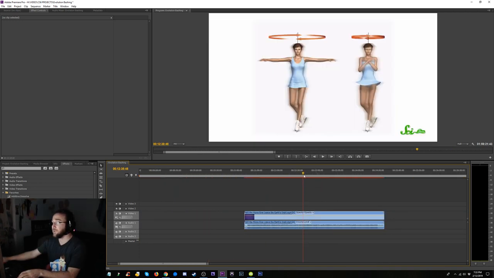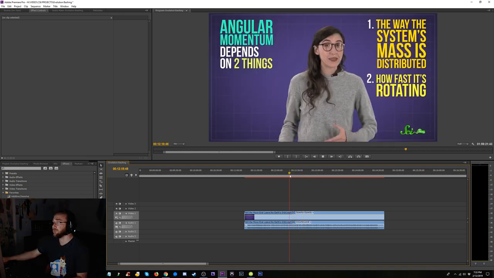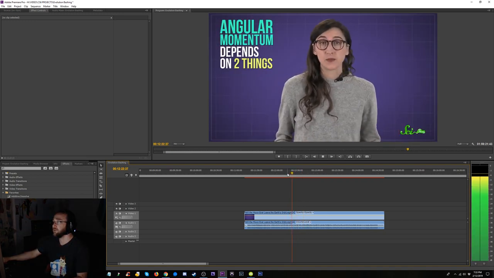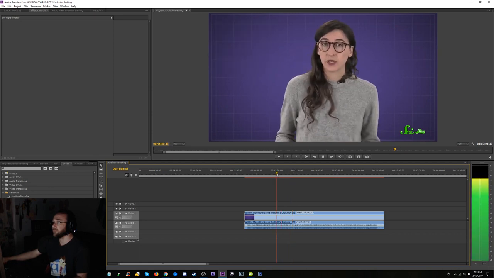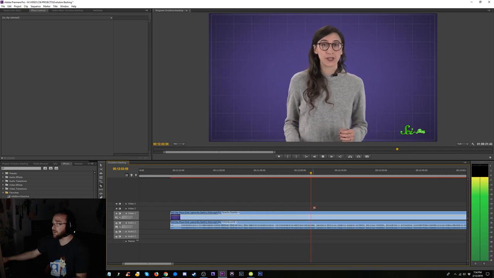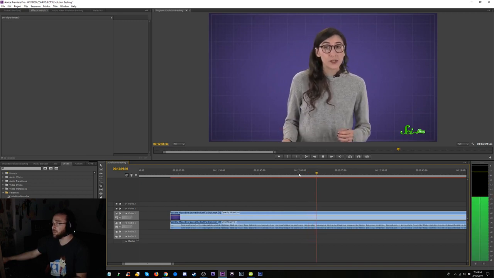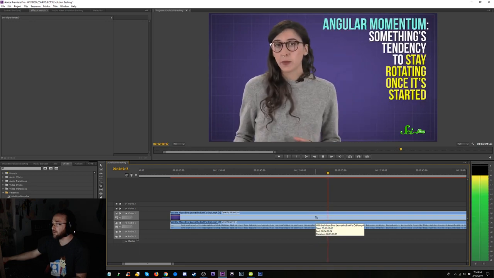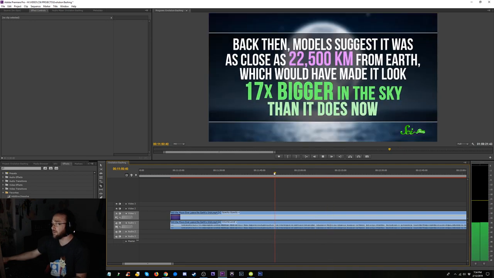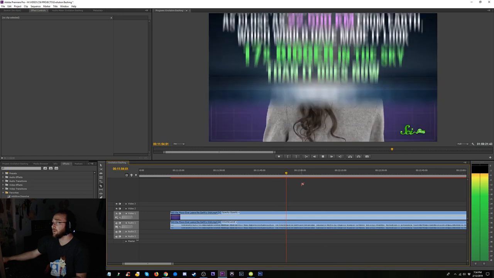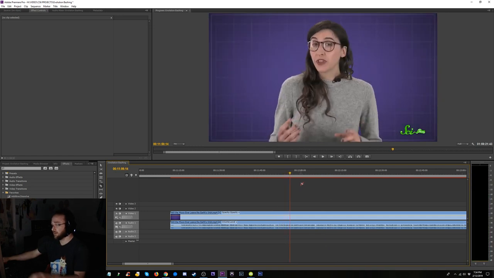over here, right? Here we go. You know how a spinning figure skater slows objects moving together, like the Earth and the Moon? Angular momentum depends on... there we go. Beyond the influence of Earth's gravity. But the reason it's moving away also explains why it will never leave us. A principle known as the conservation of angular momentum. In physics, angular momentum describes something Earth, which would have made it look 17 times bigger in the sky than it does now. Talk about a moonlit night. You would... right here.